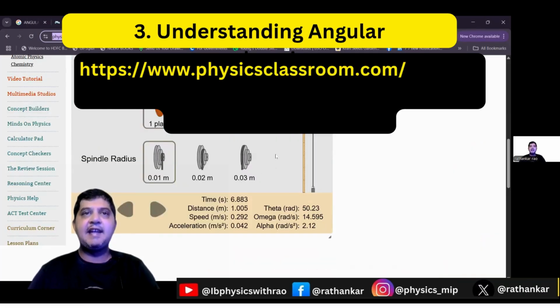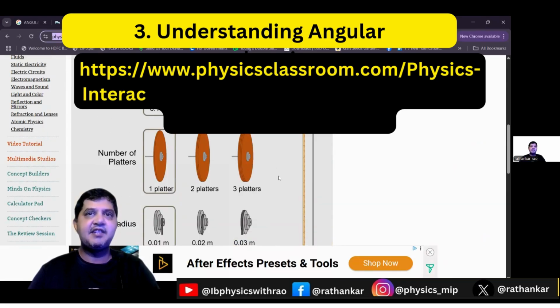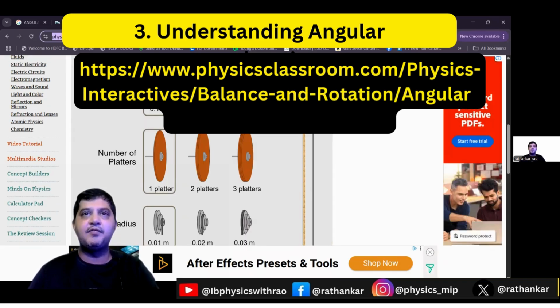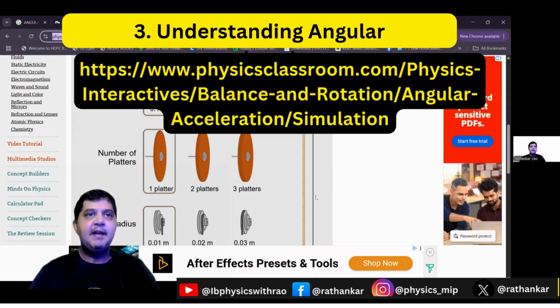This is about angular acceleration. In an angular acceleration setup, you have something like a pulley, and one end of it is fixed over here. To the other end there's a mass being hung through a string, and you can vary the masses over here. You can take 0.1, 0.2, 0.3, and so on. And this platter is nothing but a pulley that we have. It will have a number of turns over here, and then the spindle radius. This is the spindle radius over here.